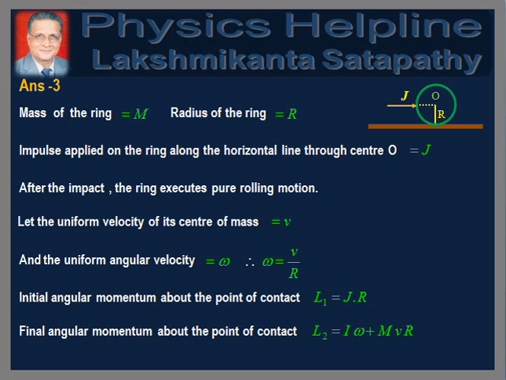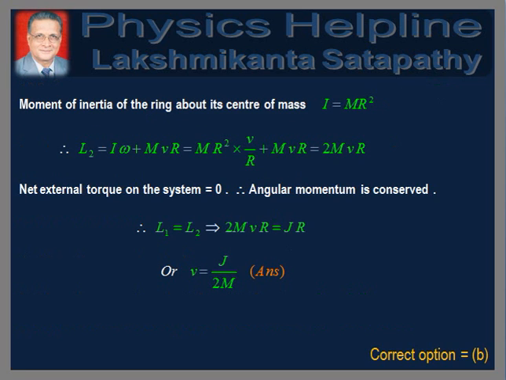Now, initial angular momentum of the system about the point of contact is L1 is equal to J into r, and final angular momentum about the point of contact is equal to angular momentum of the ring about the center of mass due to rotation plus angular momentum of the center of mass about the point of contact due to translation. Therefore, we have L2 is equal to I omega plus mvr. Now, moment of inertia of the ring about the center of mass is I is equal to mr square. Therefore, L2 is equal to mr square into v by r plus mvr. On simplification, this gives L2 is equal to 2 mvr.